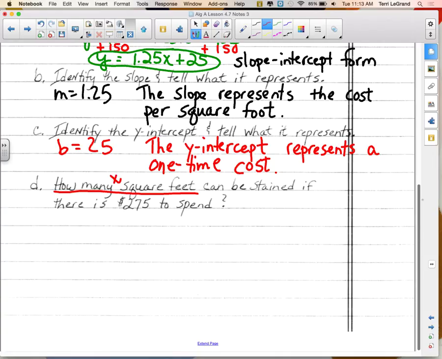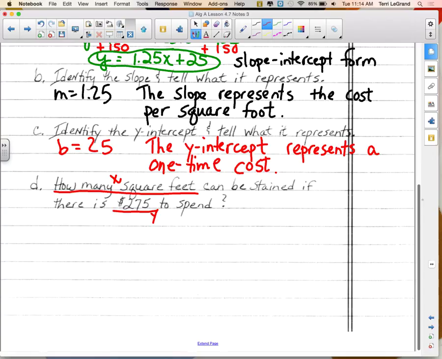Can be stained if there's $275 to spend. That's like cost. You have $275. That's how much you can spend. That's how much it can cost you. So what's that representing? That's your y, isn't it?